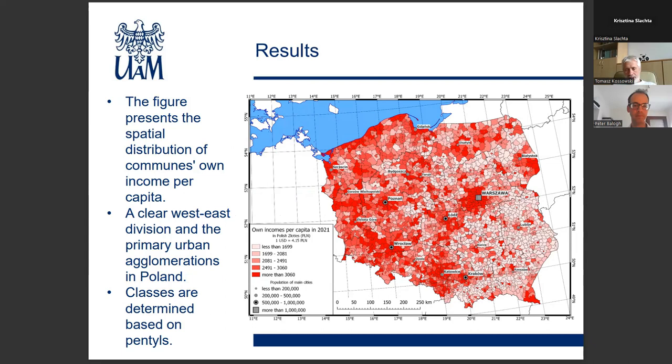This map shows this distribution. We can see that we have a kind of spatial pattern. We have communes which are richer in the west part of Poland and in the north part of Poland. Communes which are, let's say, the poorest are mainly concentrated in the eastern part of Poland. It is a very special pattern, which is in fact typical for Poland.